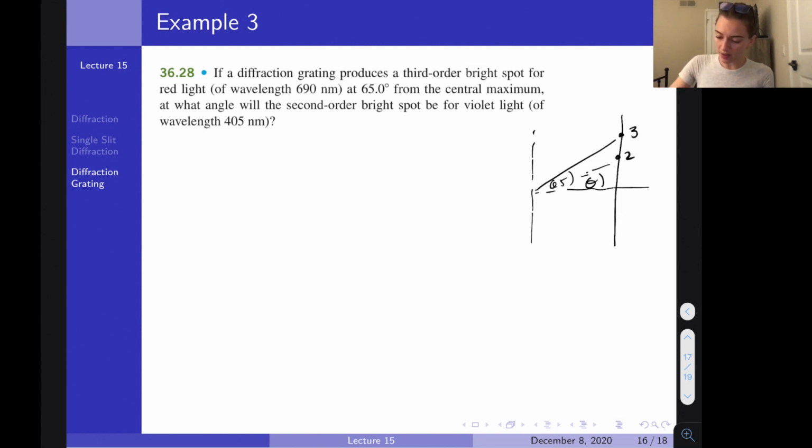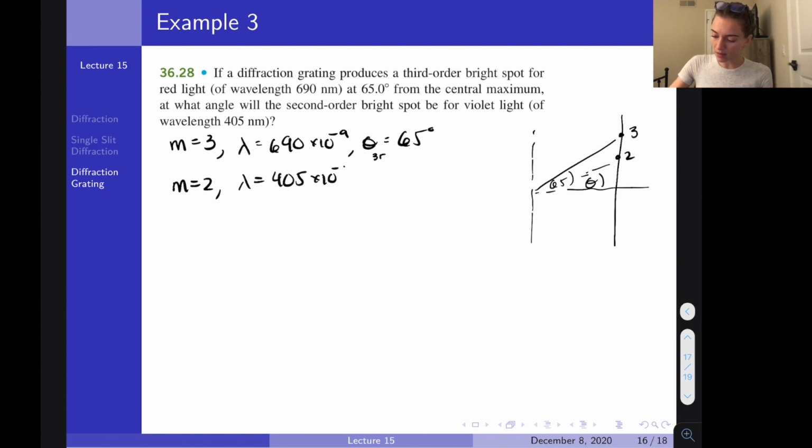So let's just write down everything we know. So we know m is equal to 3. For red light, we know 690 nanometers. And we know that theta is 65 degrees. So I'll call that 3r for the third red bright spot. And then we know for m is equal to 2, lambda we're looking for with 405 nanometer wavelength. And then we'll call that theta 2 violet, because it's the second order violet bright spot. And we want to know what that is.